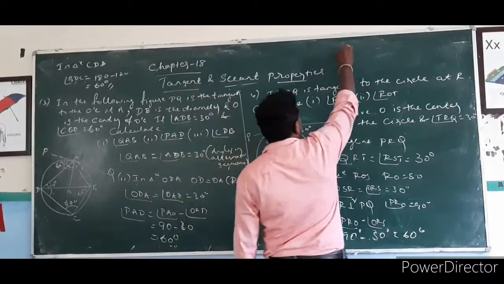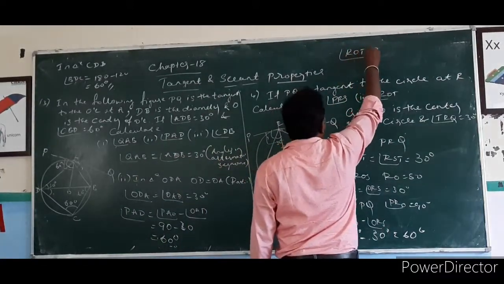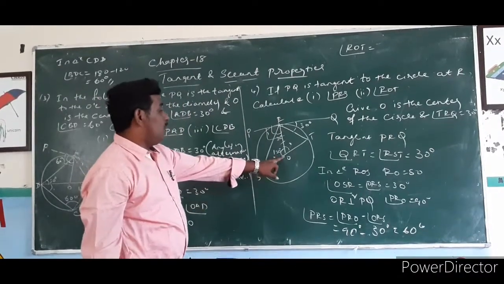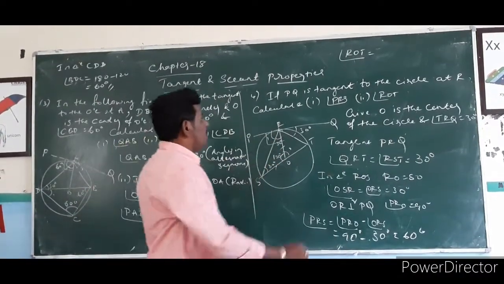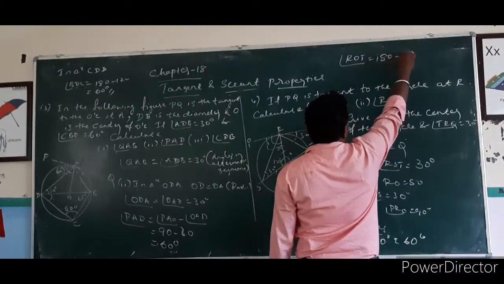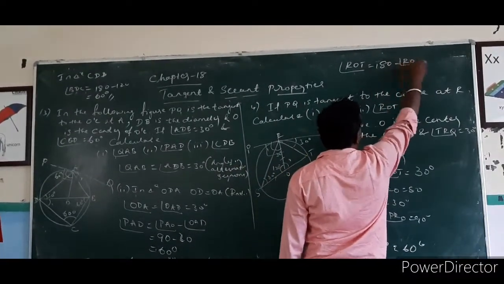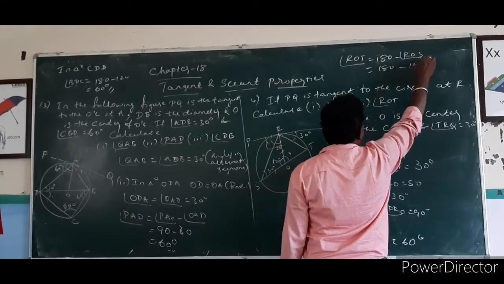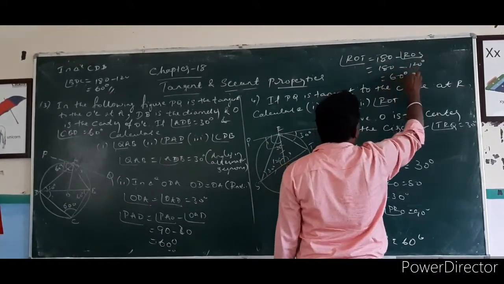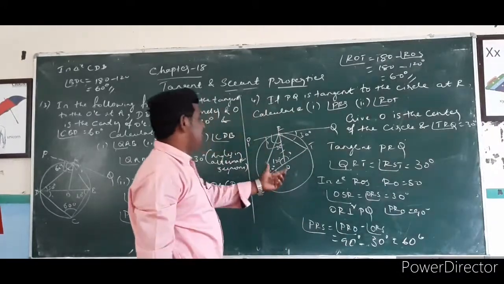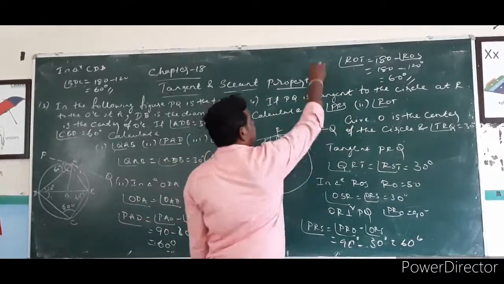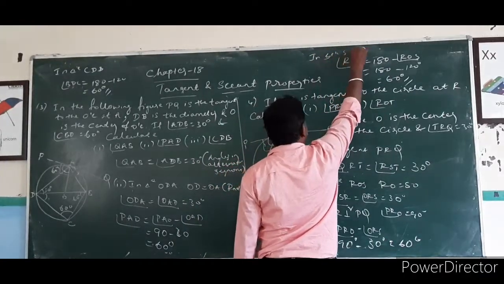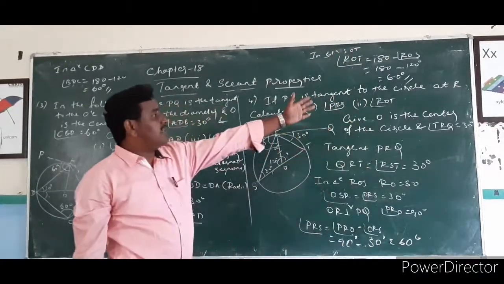So that means ROT is equal to 180 minus ROS. 180 minus 120, that is 60 degree. This is also 60 degree, because it is a straight line SOT. So you will get the answer 60 degree.